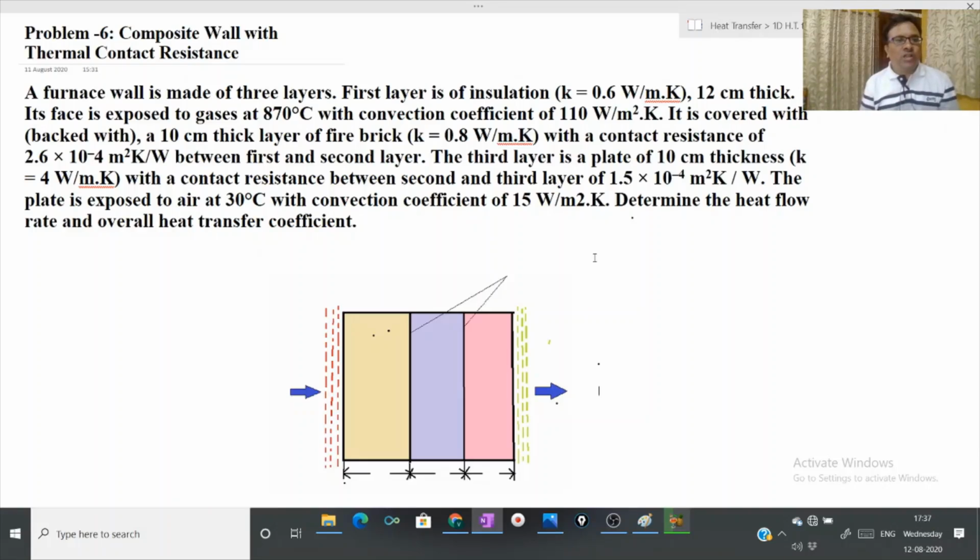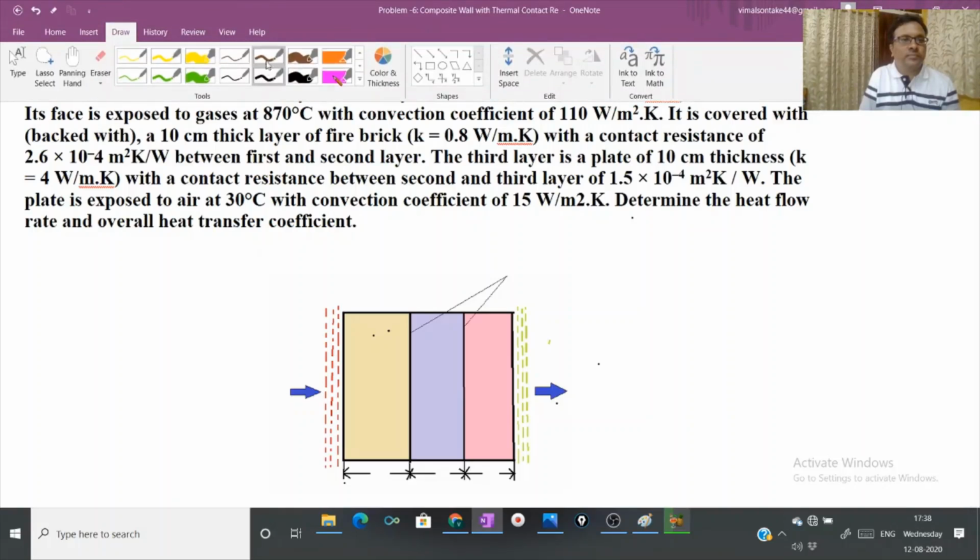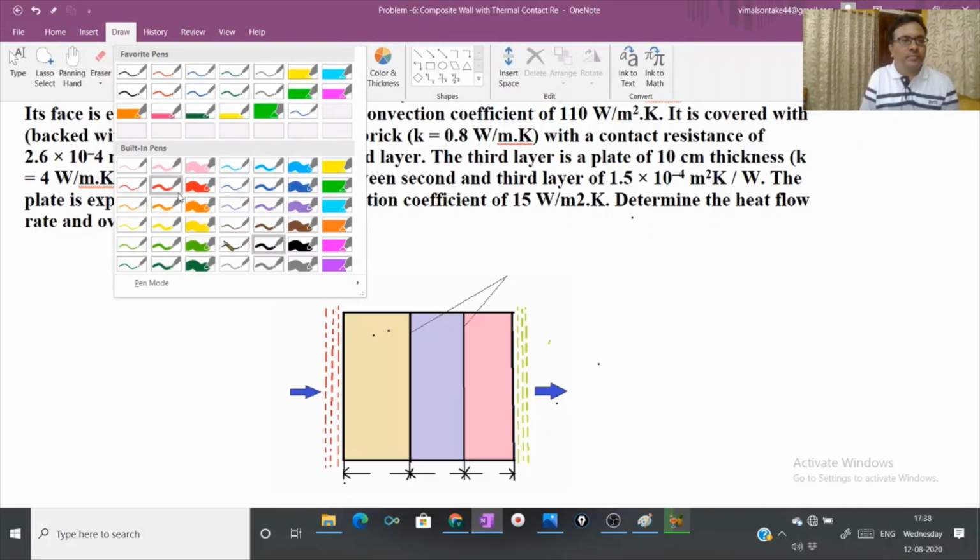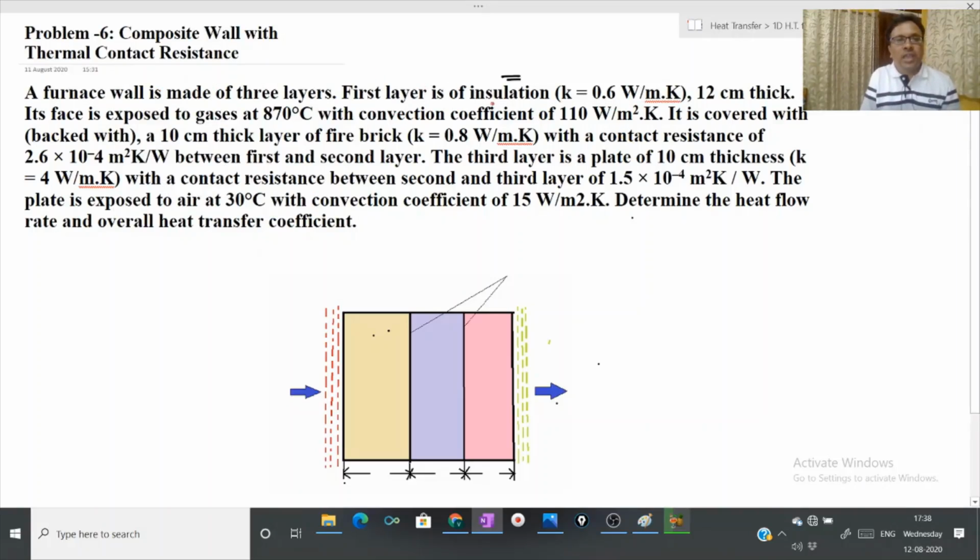A furnace wall is made of 3 layers. First layer is of insulation having the K value 0.6 watt per meter Kelvin and 12 centimeter thick. Its face is exposed to gases at 870 degrees Celsius with convective coefficient of 110 watt per meter square Kelvin.